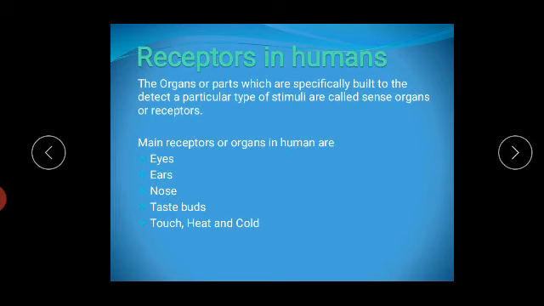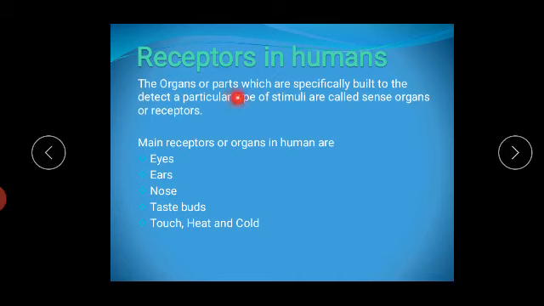Students, in the previous lecture or in the start of this chapter, you have learned about the nervous system and the structure of the brain in detail. Now we will start our next topic, that is receptors in humans. Now what are the receptors in human?